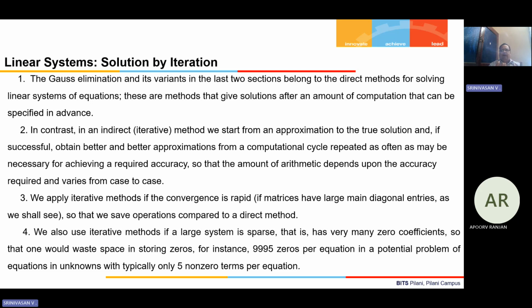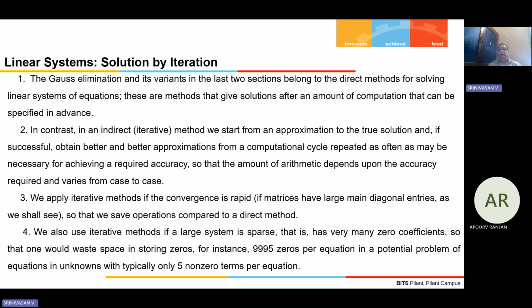We also use iterative methods if a large system is sparse. Sparse means less in quantity, almost like scarce; the quantity of things that you have is limited. That is, the system has very many zero coefficients, so that one would waste space in storing zeros. For instance, 9995 zeros per equation in a potential problem of equations in unknowns, with typically only 5 non-zero terms per equation. Anyway, don't bother much about all these things.